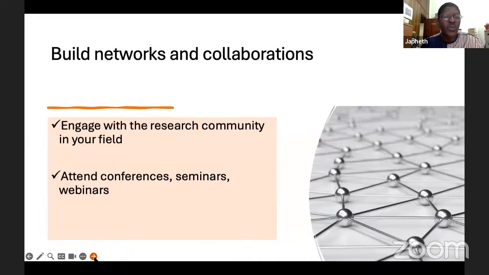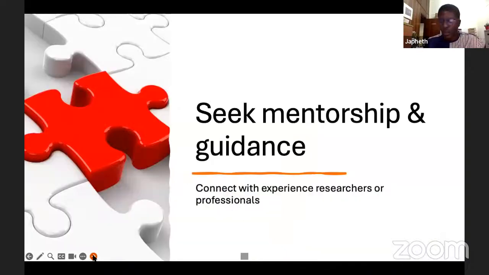So we would have to be able to engage with the research community in our field. These days, things are very easy. We can be using web browsers, etc., to get closer to researchers in our field in other countries, those close and those very far away. And if we are also able to attend conferences, seminars, and the rest, and even webinars like this, we would always be able to have good networking and collaborations.